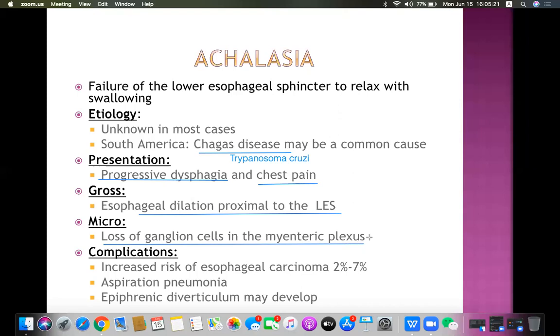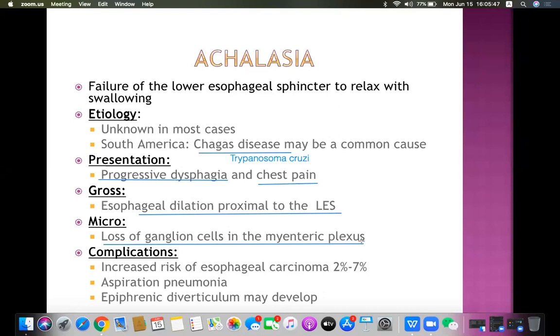achalasia cardia happens. Now, I would like you to compare this condition with Hirschsprung's disease immediately. That is the way you should learn medicine: comparing and contrasting. In Hirschsprung's disease, both Meissner plexus and myenteric plexus in the rectum are absent. In this case, only the myenteric plexus is absent.